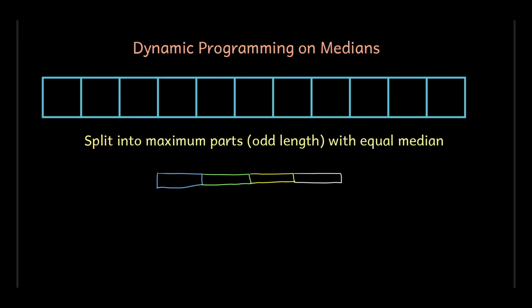You are given an array and you have to split it into the maximum number of parts such that each part has equal median and each part has odd length.